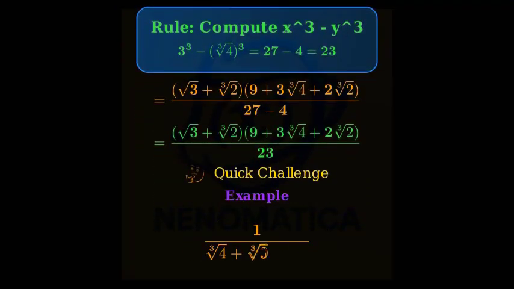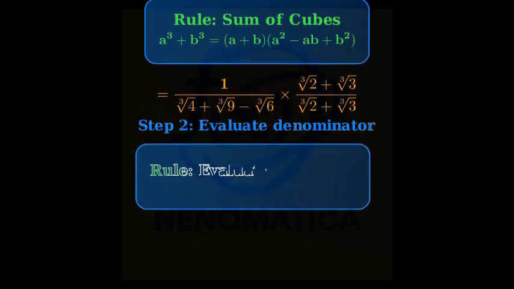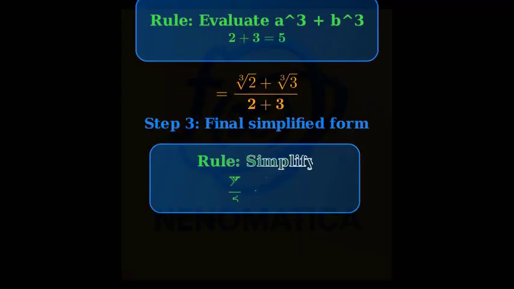Second problem. Step 1. Recognize the denominator as a squared plus b squared minus ab, where a is the cube root of 2 and b is the cube root of 3. Multiply by a plus b to turn it into a cubed plus b cubed. Step 2. The denominator becomes a cubed plus b cubed, which is 2 plus 3 equals 5. Step 3. Simplify the fraction.